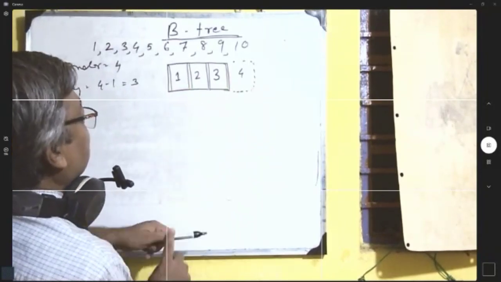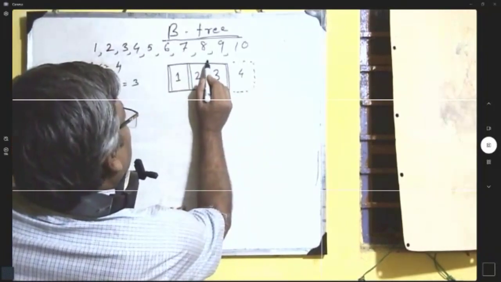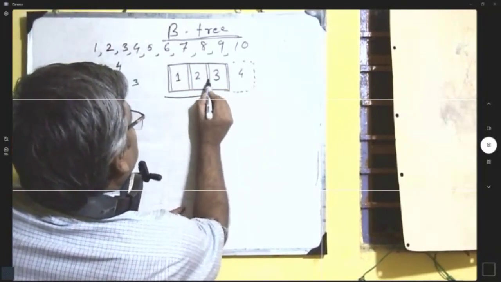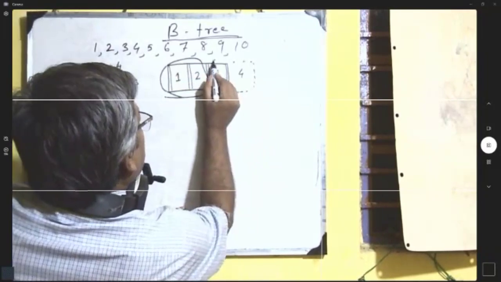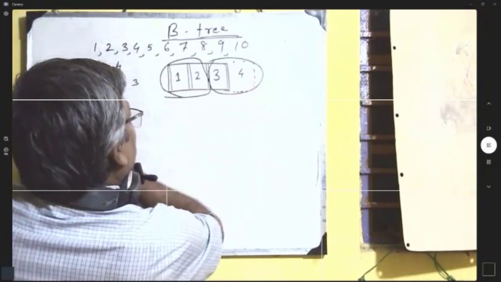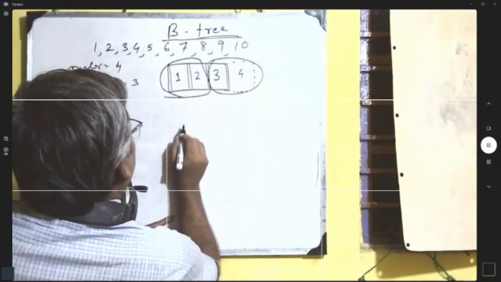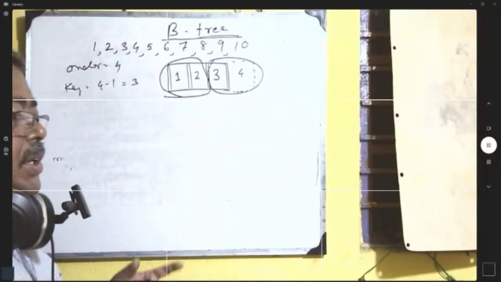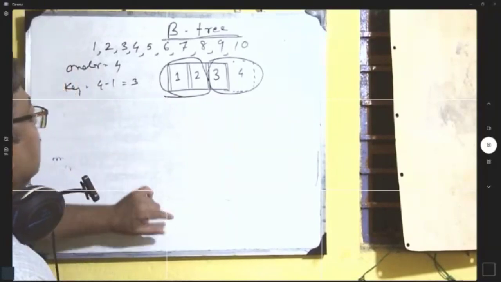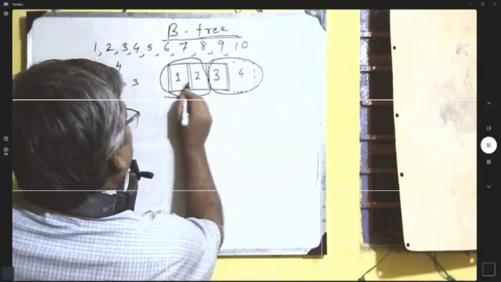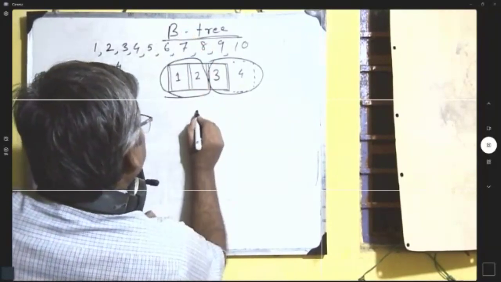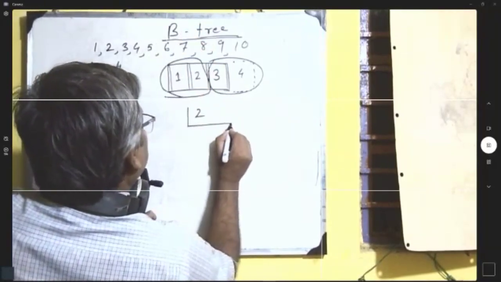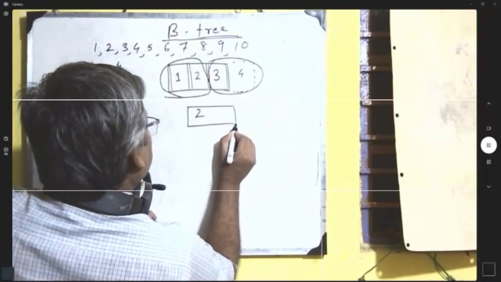So after splitting, two groups are originated. One is 1, 2, and one is 3, 4. And the middle position is detected as 2 because I have taken the left value of the middle position of the node. So 2 is shifted upwards. So 2 will be shifted upwards and take the root position.